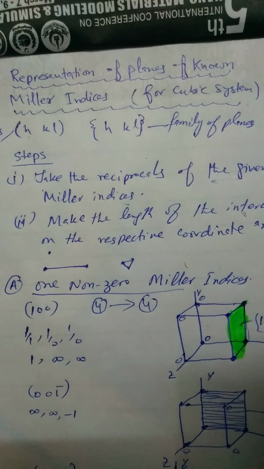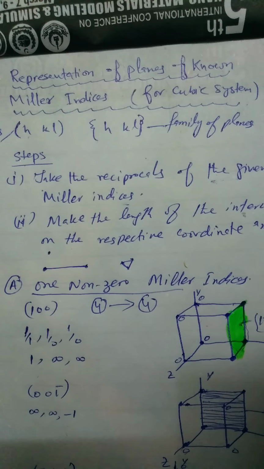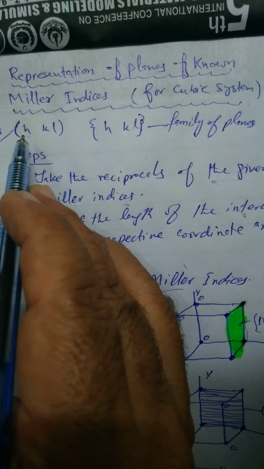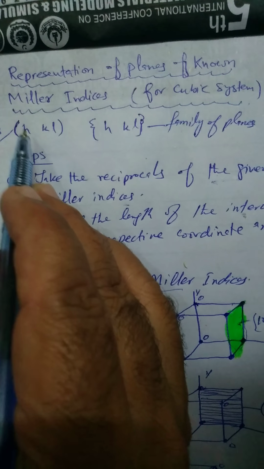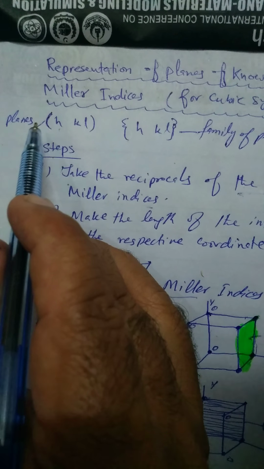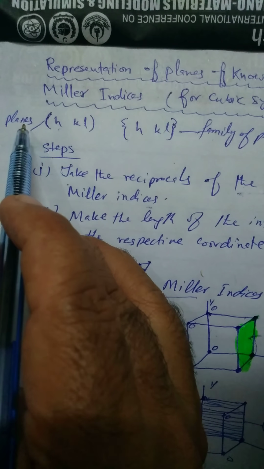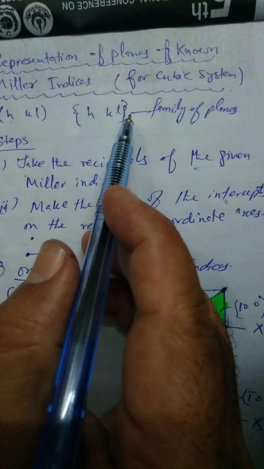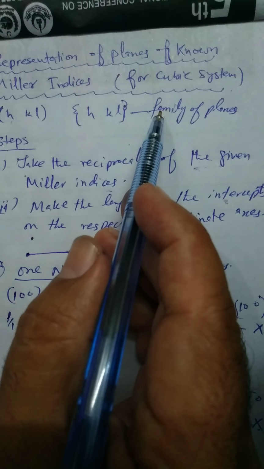We have an idea about the crystal planes. A crystal lattice may be considered as an assembly of a number of equidistant parallel planes passing through the lattice points. Those are called lattice planes. We know about the Miller indices. If the indices are enclosed in small brackets, this represents the indices of a plane, and if these are enclosed in curly brackets, these actually represent the family of planes.